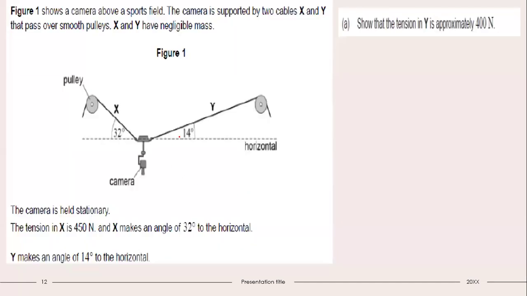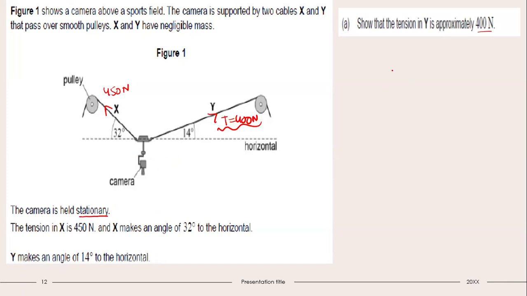The next one is again, a camera is held by two ropes, and you need to show that the tension in Y is approximately 400 Newton. So you have to show this. The tension in X is already shown, which is 450 Newton, and the weight of the camera is not given over there, but it is stationary.